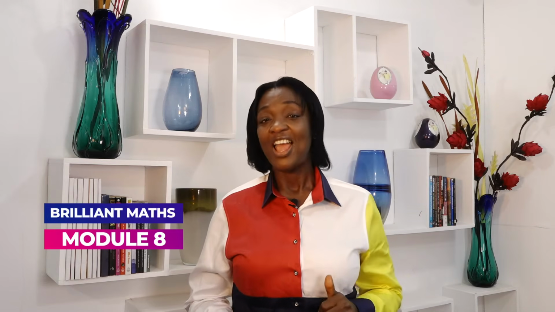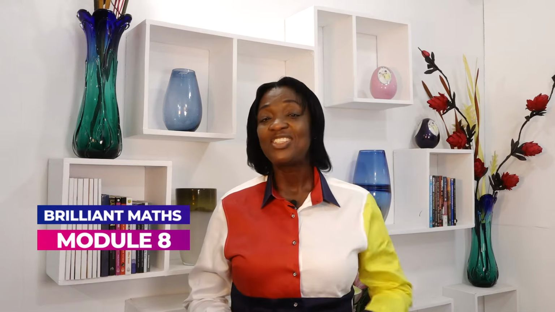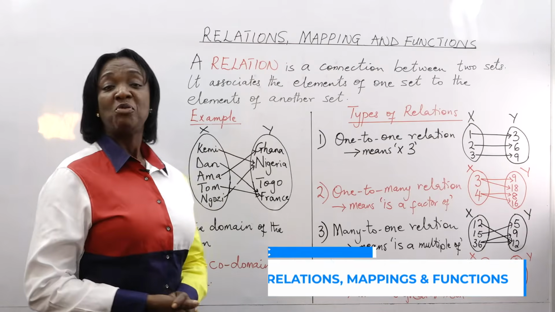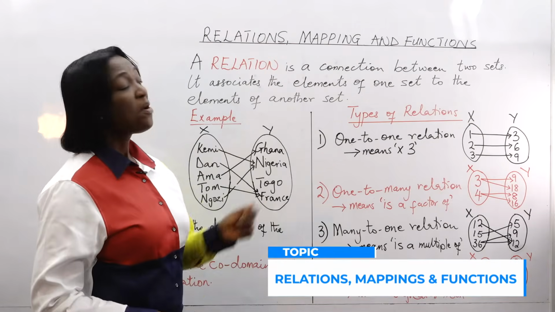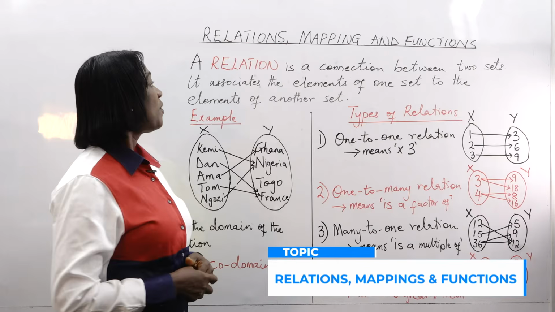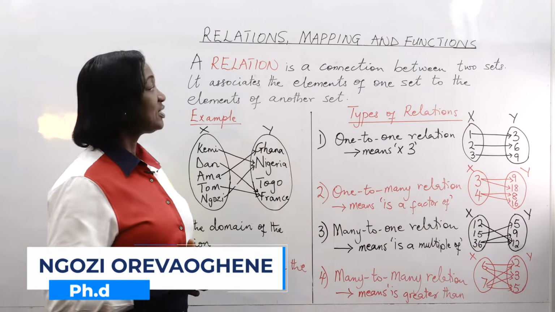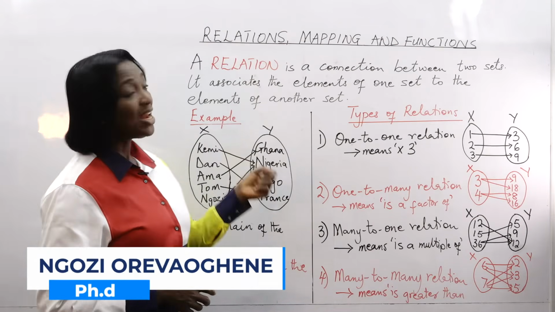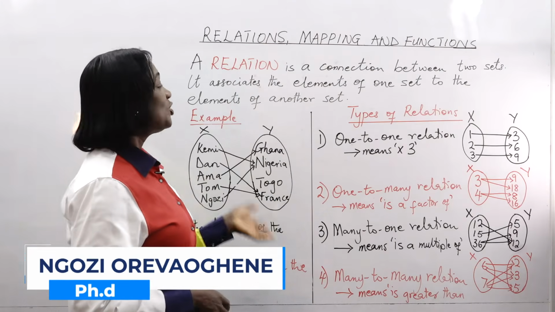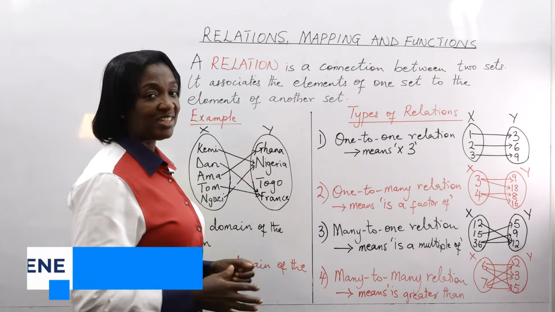Today's lesson is taken from Brilliant Maths Module 8, and we're going to learn mappings, relations, and functions. Get a copy of the book and let's go to class. In this lesson, we want to look at relations, mappings, and functions. A relation is a connection between two sets. It associates the elements of one set to the elements of another set.